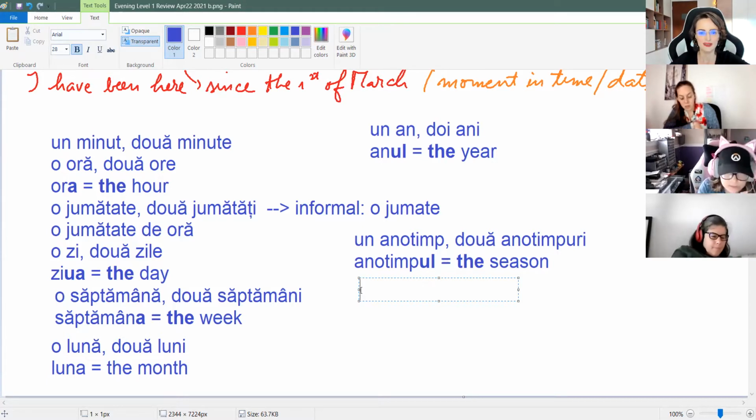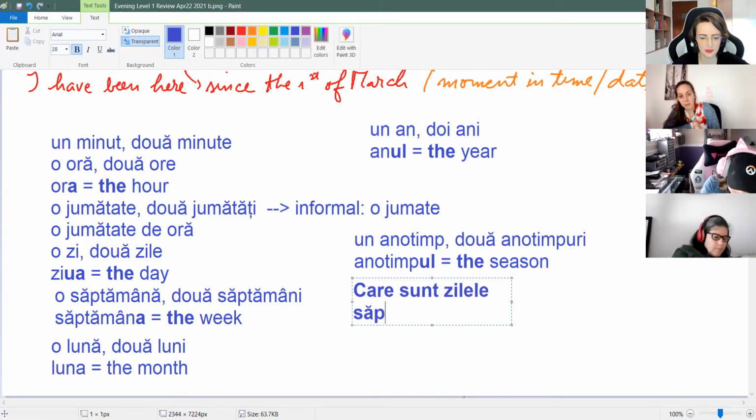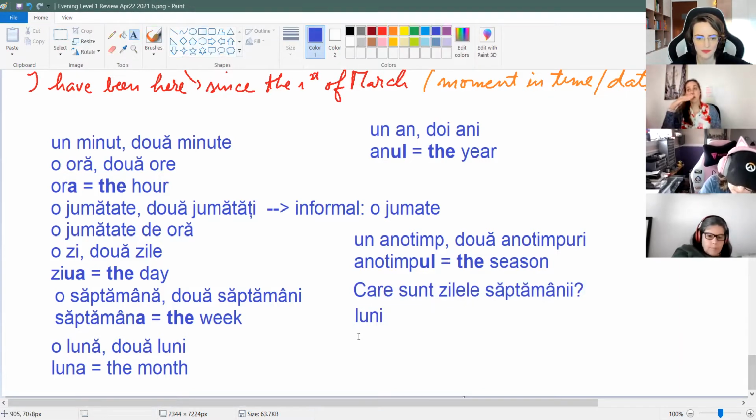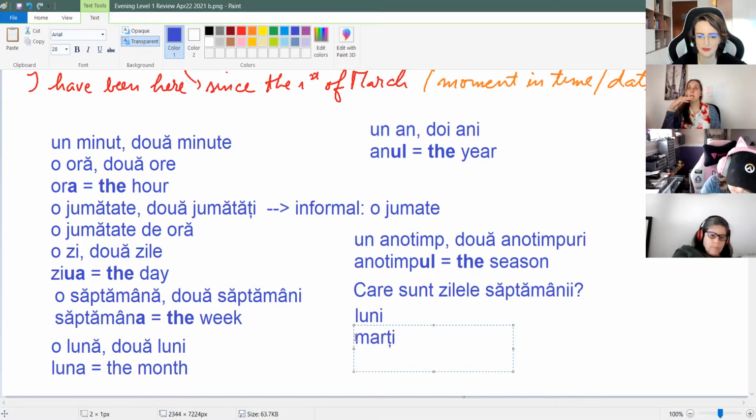So what are the days of the week? Let's have a flash review of the days of the week. Care sunt zilele săptămânii? This means what are the days of the week? Luni. Marți. And then miercuri. And then joi.